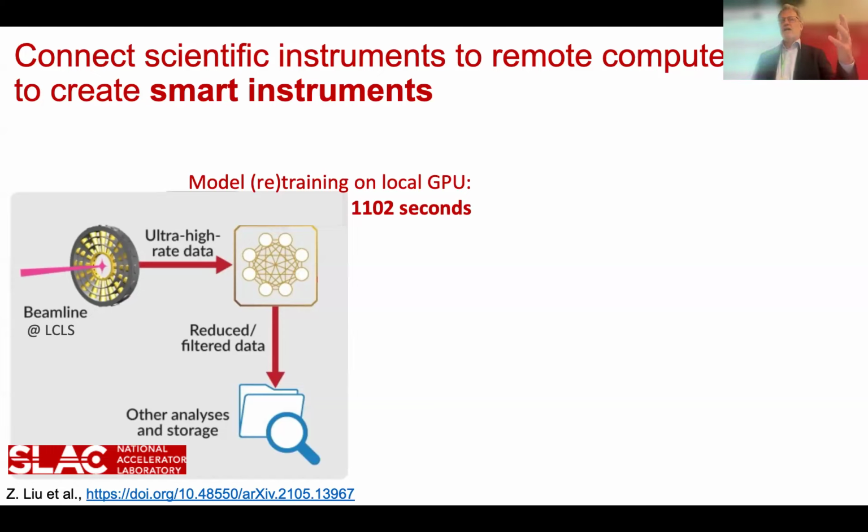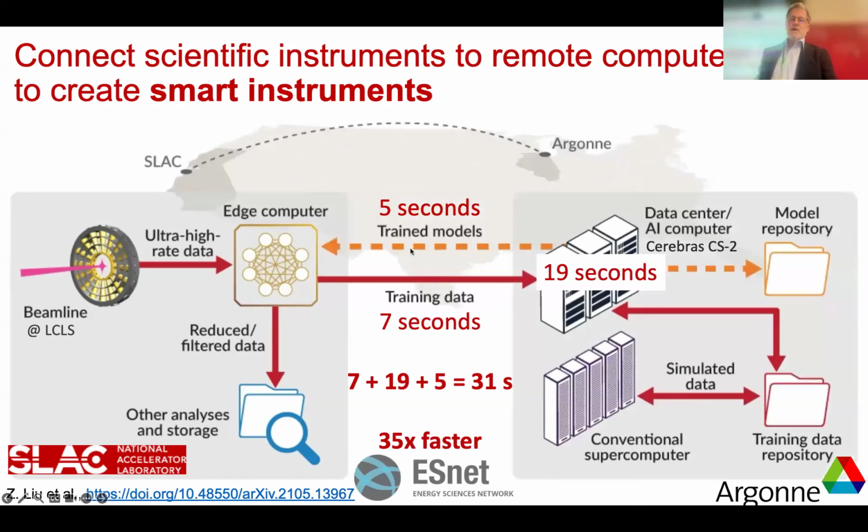So instead, we want to train a deep learning model to run on a local GPU. The problem is that training on the GPUs there takes too long to be able to respond usefully. It takes almost 20 minutes. So instead, what we are able to do is transfer the data rapidly to an AI supercomputer, a Cerebras CS2 at Argonne. It takes 7 seconds to transfer the data, 19 seconds to train the model, 5 seconds to transfer the model back, for a total of 30 seconds.